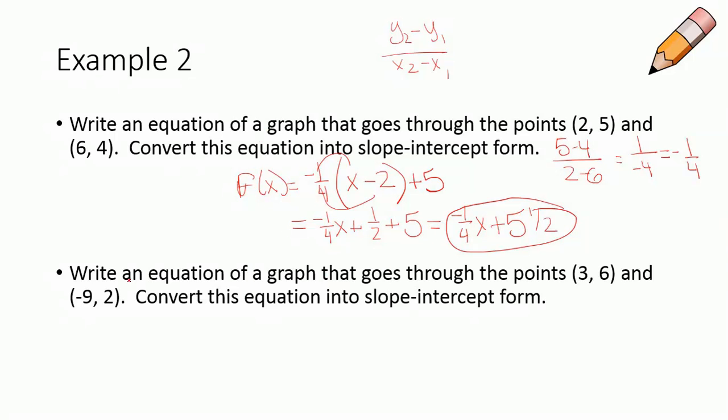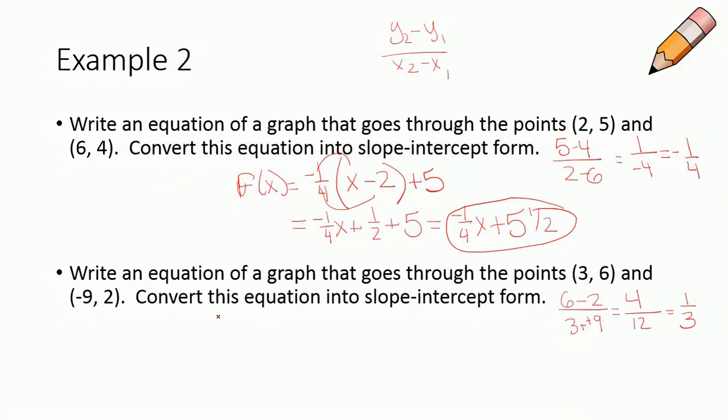Let's try this one. So I've got to write an equation of a graph that goes through the points 3, 6 and negative 9, 2, and then convert it into slope-intercept form. Let us use this formula. So I got 6 minus 2 over 3 minus negative 9. So 6 minus 2 is 4. Change that to plus, I get 12. So that's 1/3 slope, right? I think I did that right?